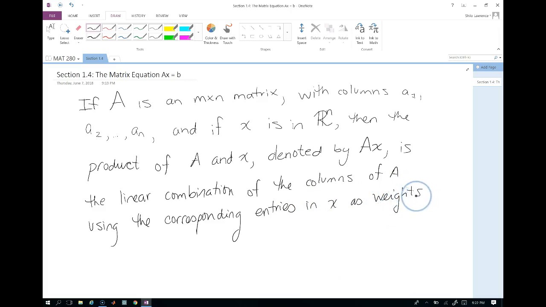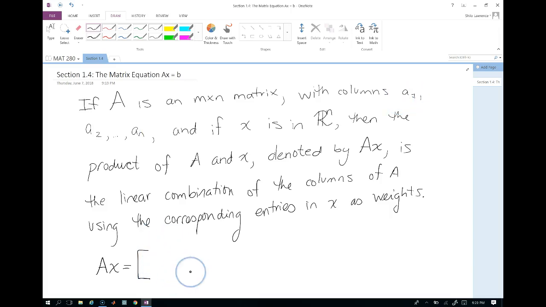And when we describe them as weights, it's easier to see how we could use this in application problems. Those weights could be actual weight, they could be cost, they could be a number of different things that we could use for actual applications.